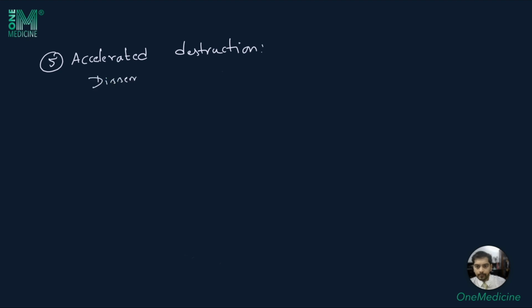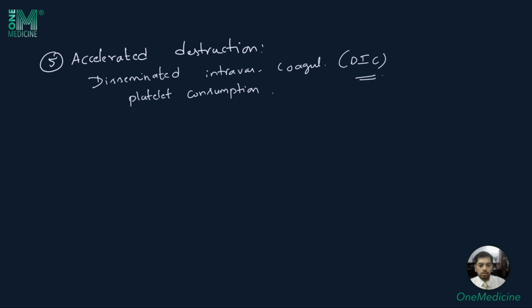Disseminated intravascular coagulation, or DIC. DIC constitutes platelet consumption and also consumption of coagulation factors. Hence, the other name for this is called consumption coagulopathy.